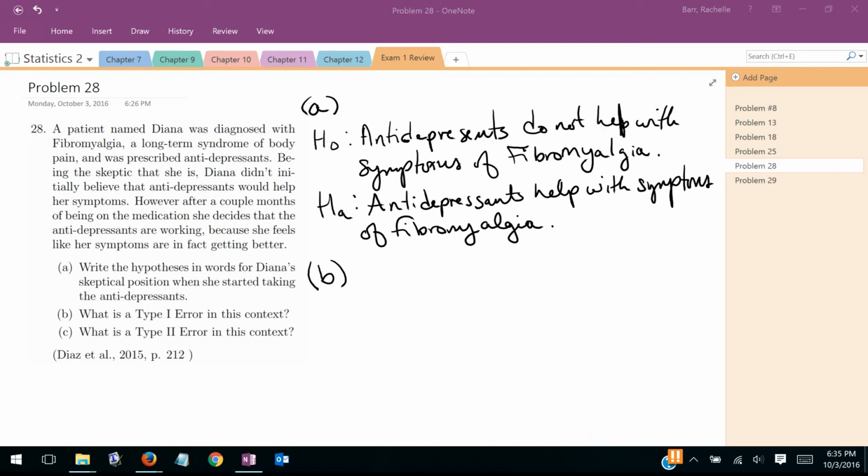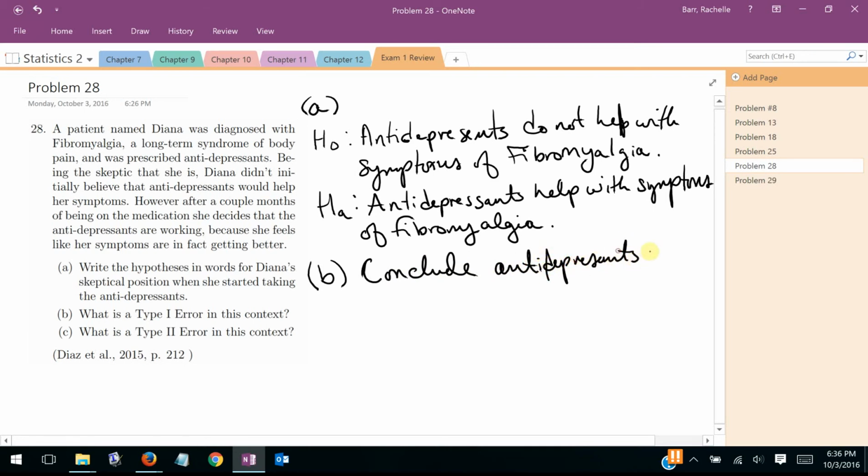So you would conclude antidepressants help with the symptoms, when they actually do not.